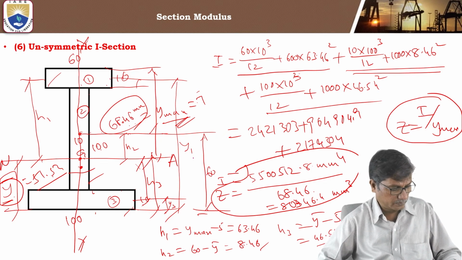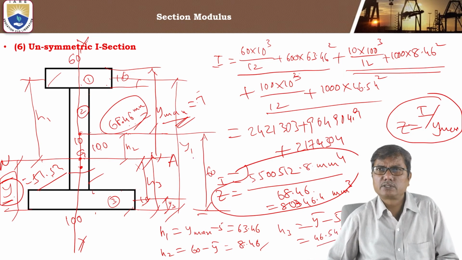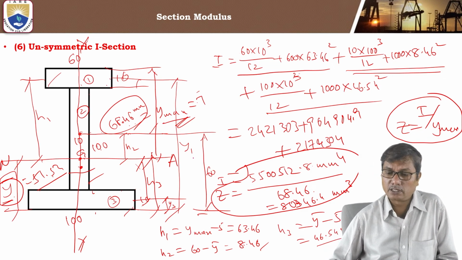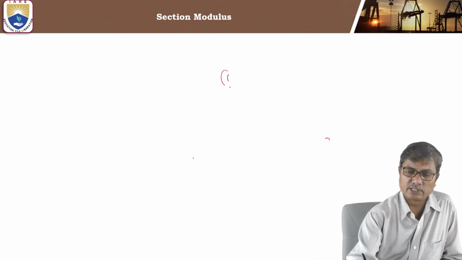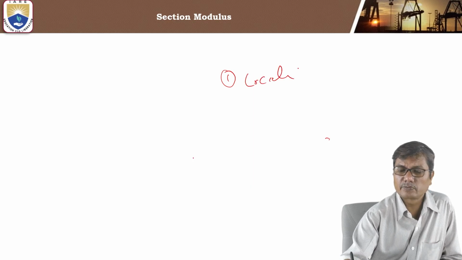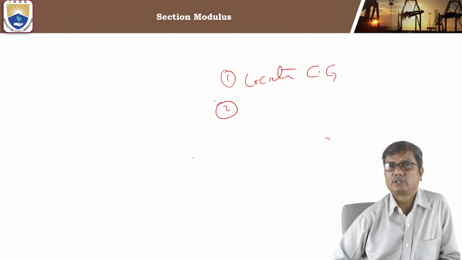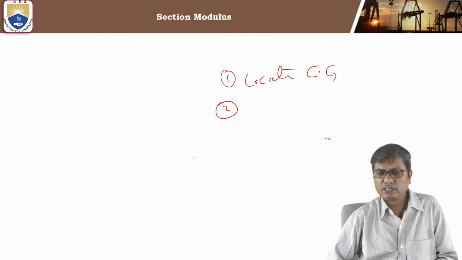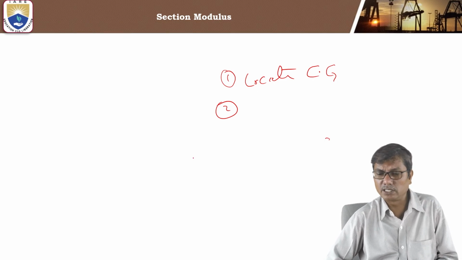So this gives the section modulus for the given unsymmetrical I section. This is the way we calculate the section modulus. The first step is to find the location of the centroid. In calculating the section modulus of any given section, first we have to locate the centroid, the center of gravity. If it is a symmetrical section, we can readily locate it. If it is unsymmetric, then we need to calculate.